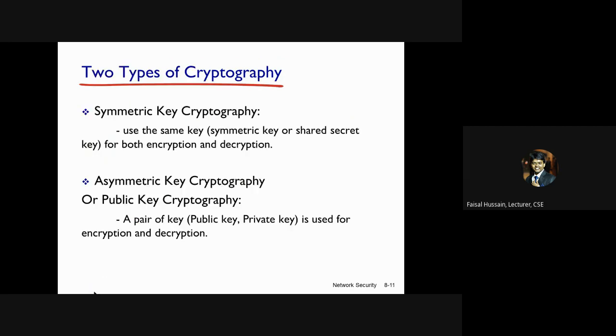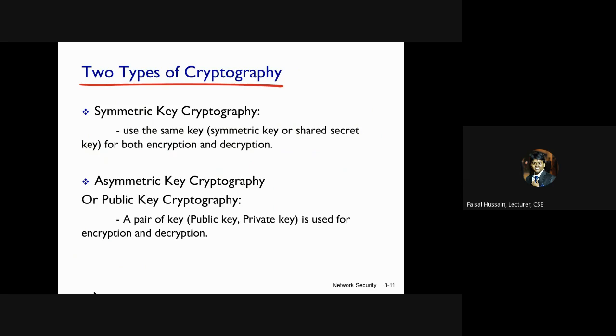So there are two types of cryptography. One is symmetric key cryptography, and another is asymmetric key cryptography. Let me say it again. Symmetric key cryptography: from the name, you understand that the key used in this cryptographic method is symmetric. So why do I need a symmetric key, and what does that mean?